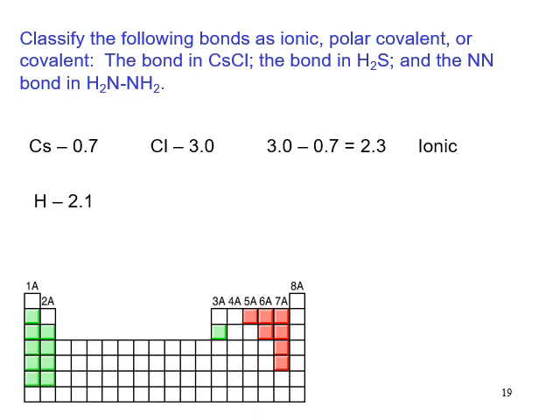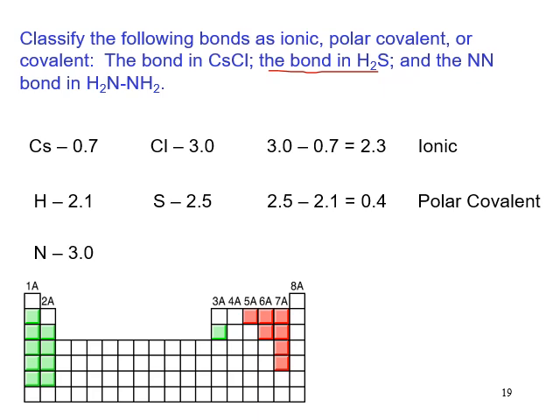Now let's talk about the bond in H2S. Hydrogen's electronegativity is 2.1. Sulfur is 2.5. The difference is 0.4. We would probably predict polar covalent bond. Nitrogen electronegativity is 3.0, and nitrogen is 3.0. Now what this example does not show is the Lewis structures.